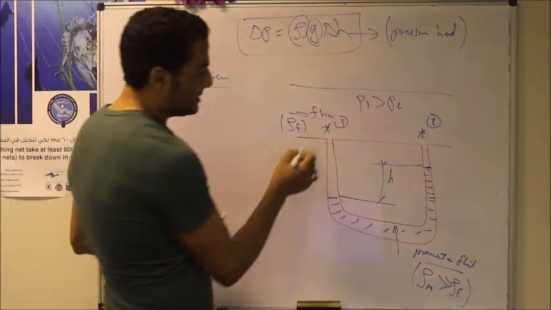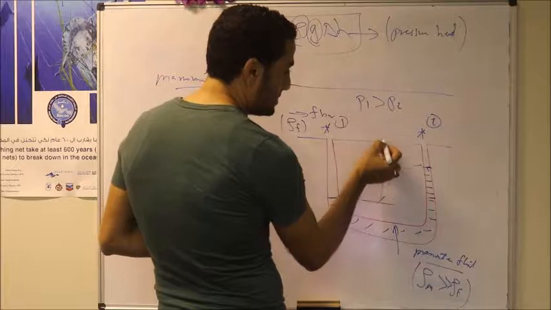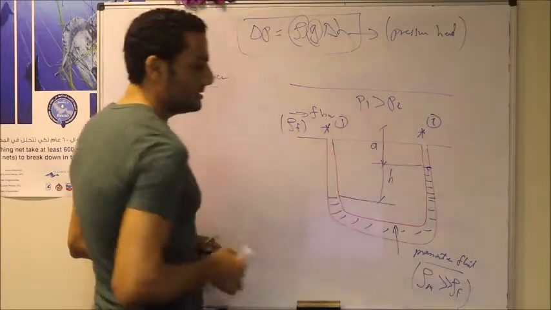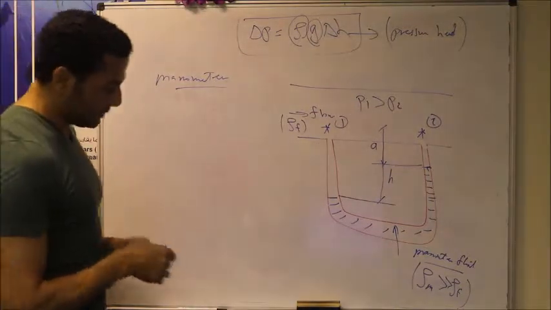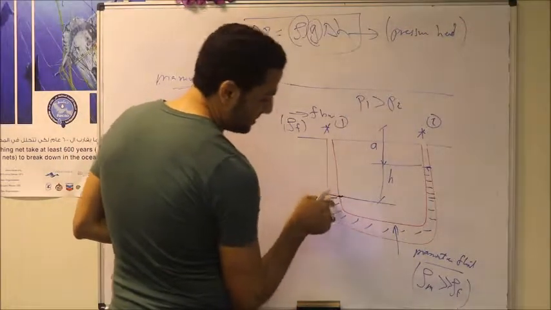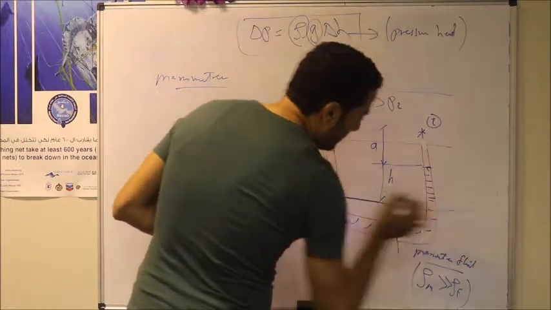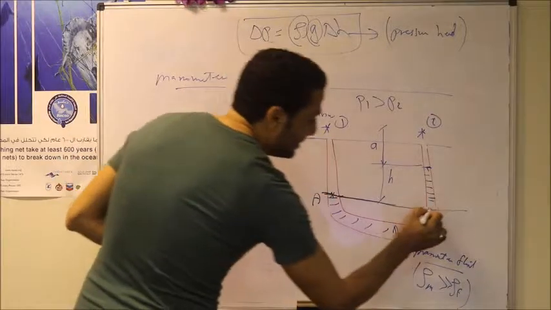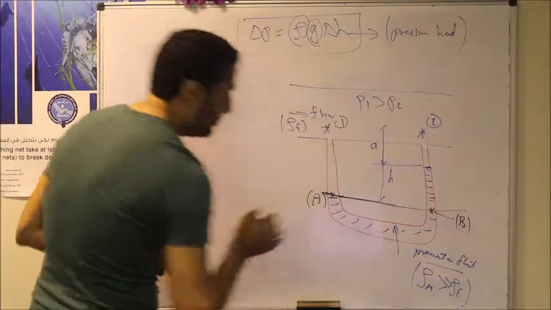But let's consider this is point 1 and point 2, and this height difference is h, and let's consider this height up to point 1 or point 2, let's say this height is a, okay? And let's consider those two points inside this manometer fluid. At the intersection between the manometer fluid and the flowing fluid, I will just draw a horizontal line. And let's consider this point A, and on the left hand side of the manometer tube we have point B.